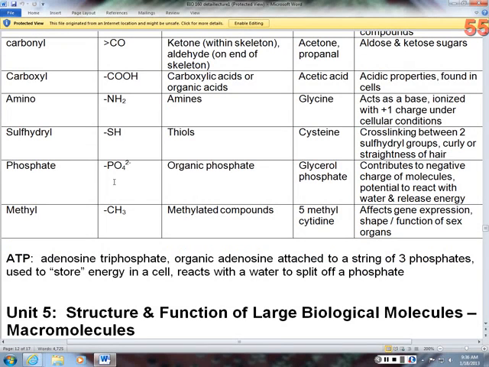So methyl groups, the CH3. So not only do we call this thing methane, if we take this off so we can attach it to another carbon in there, it's a methyl group. So this can be involved in methylated compounds. An example, 5-methylcytidine. It's going to affect gene expression. It can also affect the shape and function of sex organs.